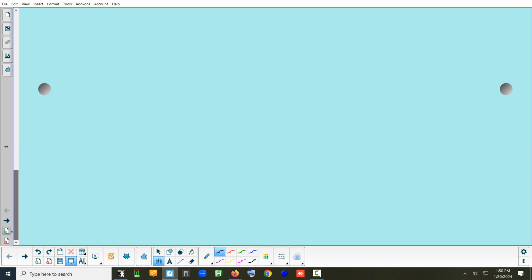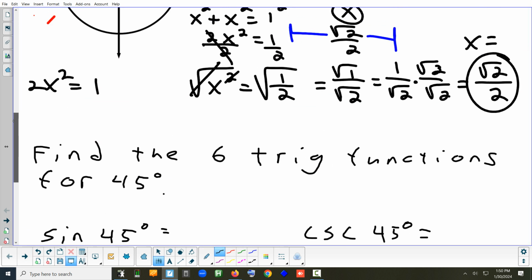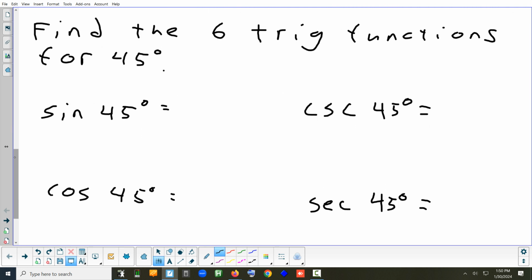Okay, so we got that coordinate. Now, let's see if we can find the 6 trig functions of 45 degrees. If that's what they gave you, what's the first thing that you have to figure out? Yeah, you need the coordinate. You can't do any of these without the coordinate for 45 degrees. So what's the coordinate for 45 degrees?